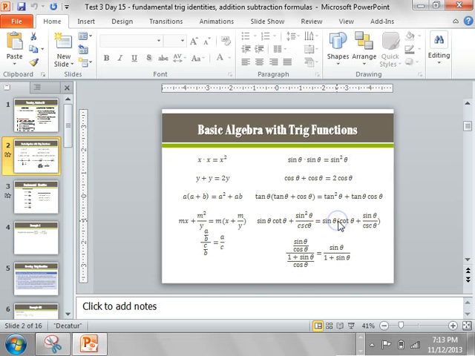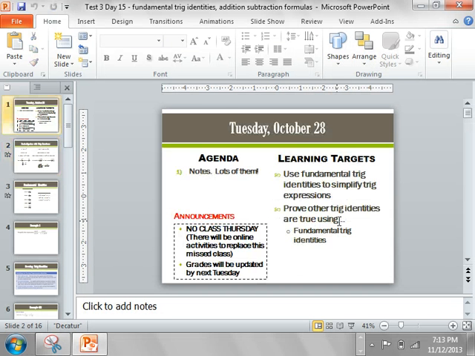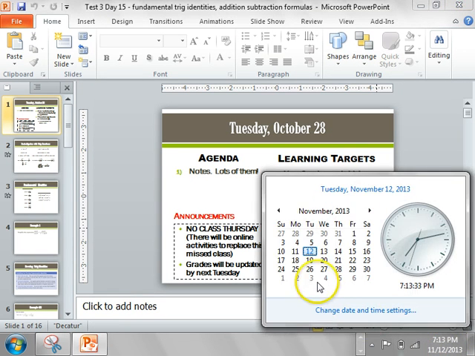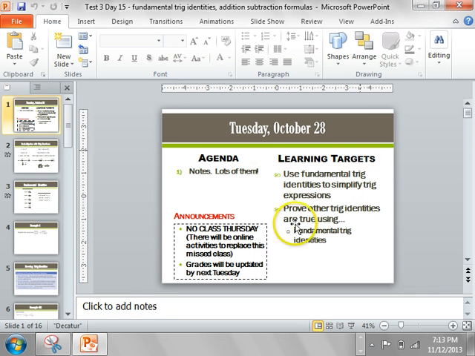How much time is that? Let me check the date on this one. Tuesday, October 28th, which actually, if I printed it for you, or if I posted it on Moodle, it may have actually said the 29th. I think it should have been the 29th. I forgot to change the date. So it may have the wrong date on there. It may have the right one. I don't know. It was the second slide in this presentation.